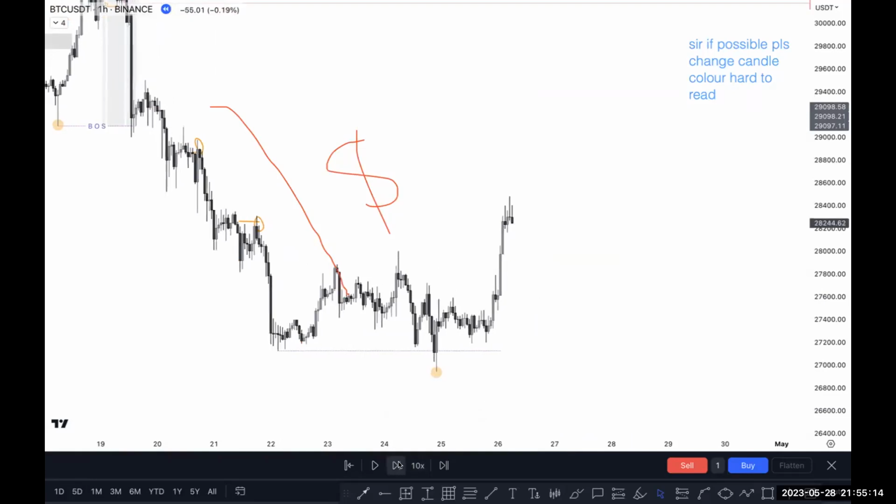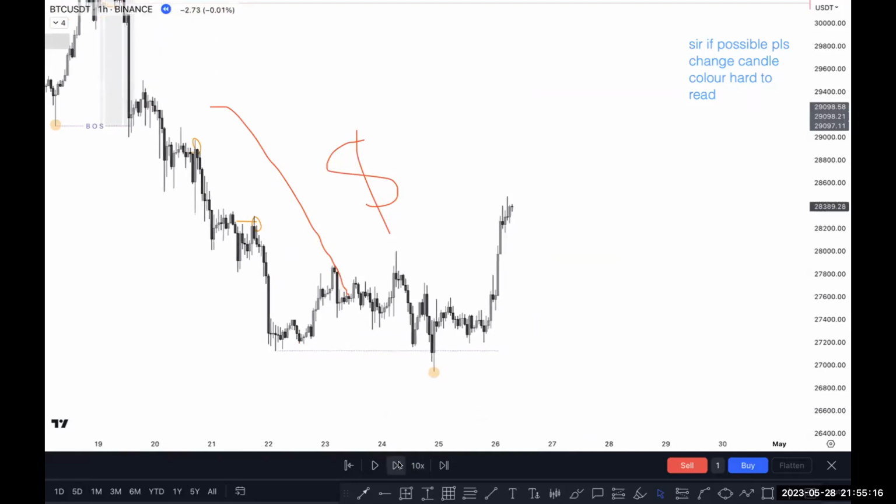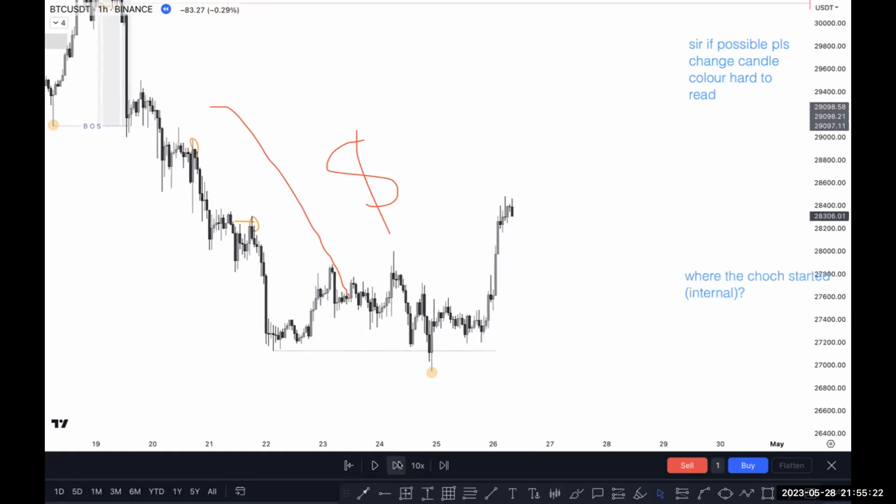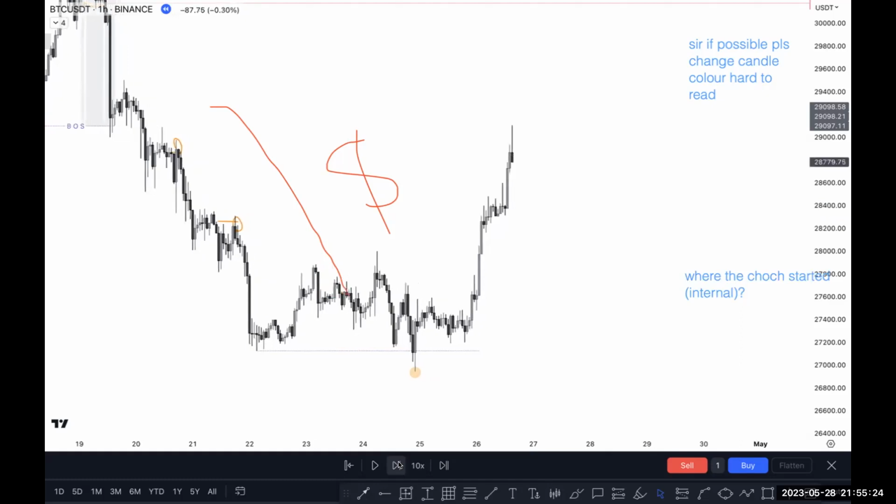Candle color changing. Okay, I tried so many times a different color, but people love it. Some people. Okay, so let's see.